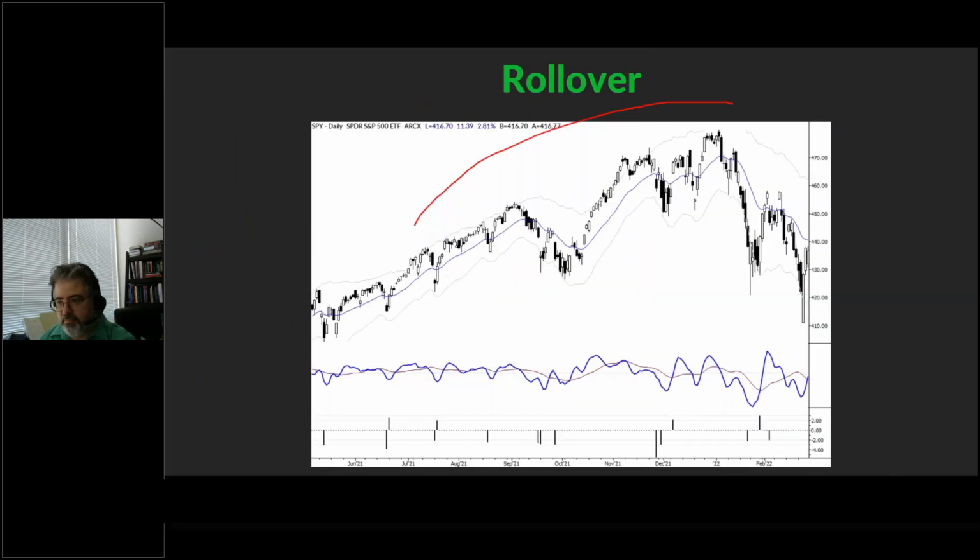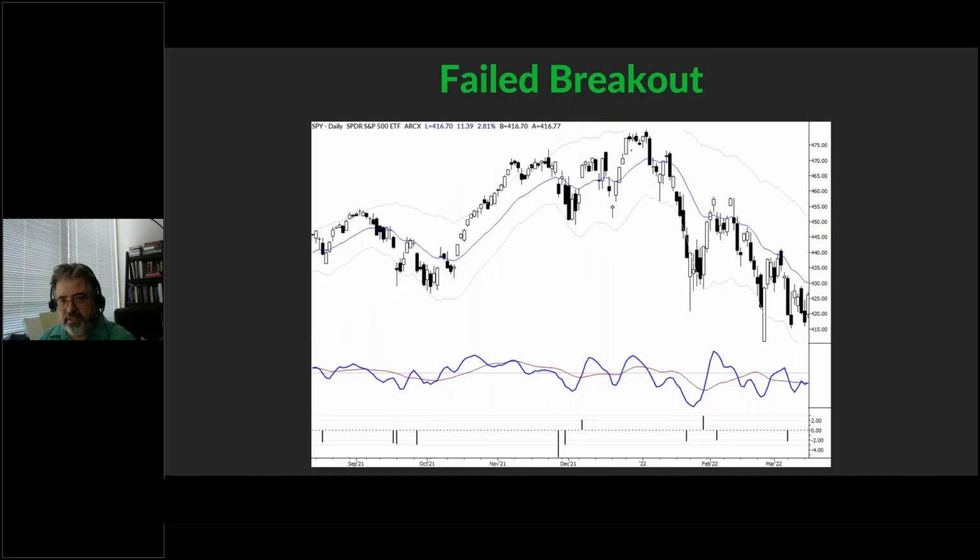Now, this is basically the same chart, but this was a very timely thing. So let me draw the new highs here on the S&P.